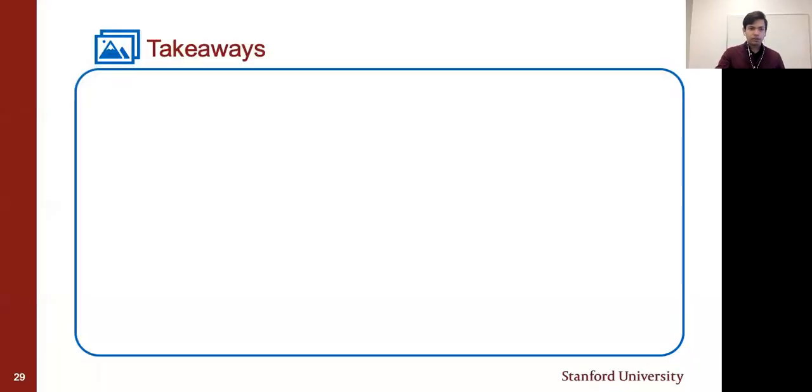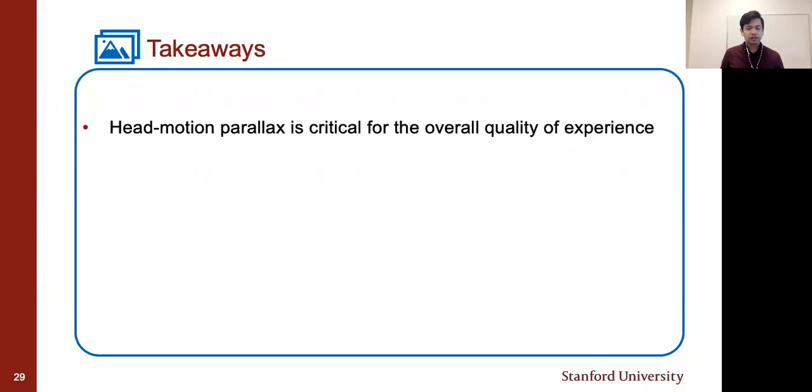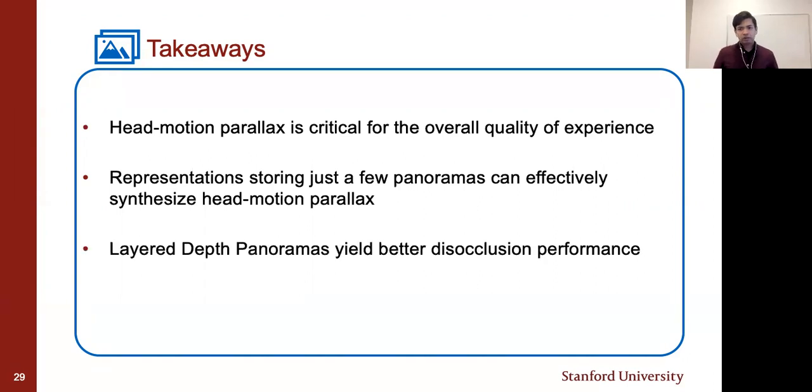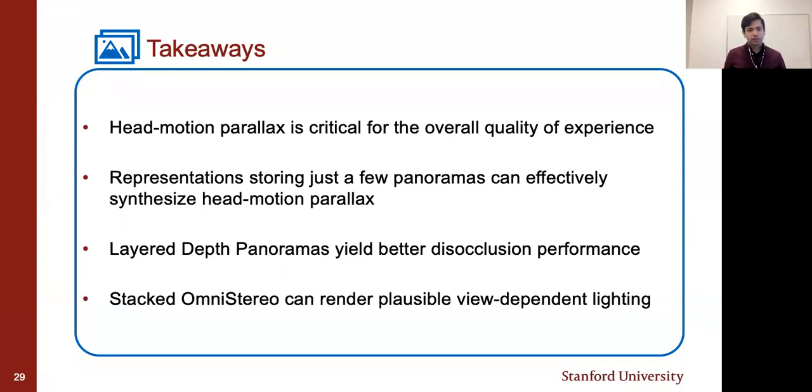To summarize, we have seen that head motion parallax is critical for the overall quality of experience in VR. Representations storing the scene with just a few panoramas can effectively synthesize head motion parallax. Layered depth panoramas yield better performance when the scene has a lot of occluders, and stacked omnistereo can produce some degree of view-dependent lighting by blending between these different panoramas.